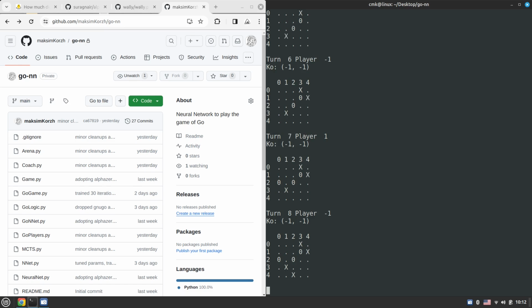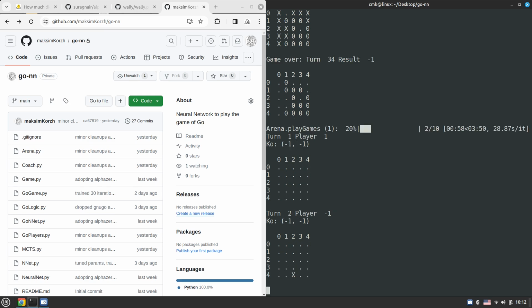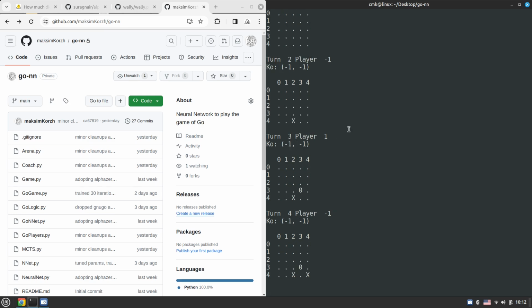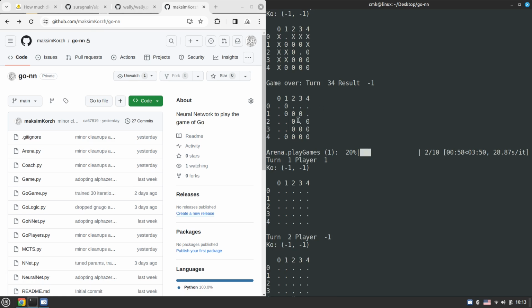But anyway, just have a look at the intelligence. It's trying to split the groups of black. So X's are black, zeros are white. White is trying to split black, which is good. And yeah, let's have a look. All right. So now we have the result -1. Cool. So this is the final position. So, total crush.